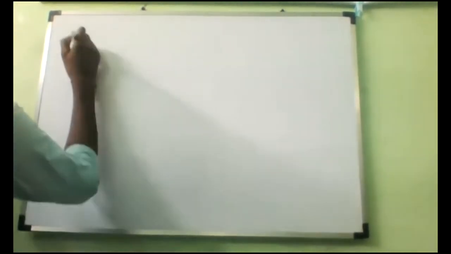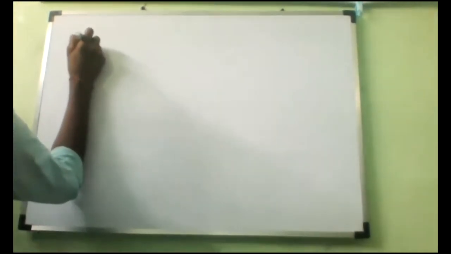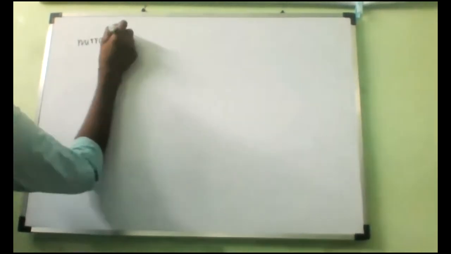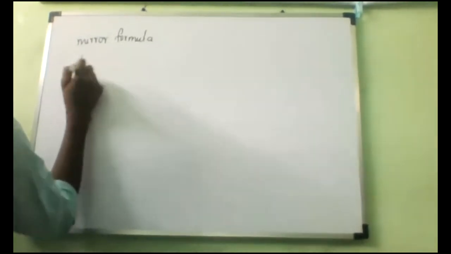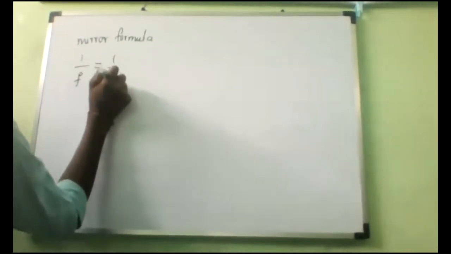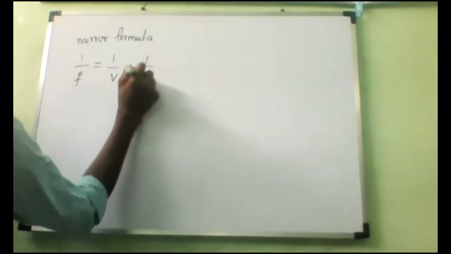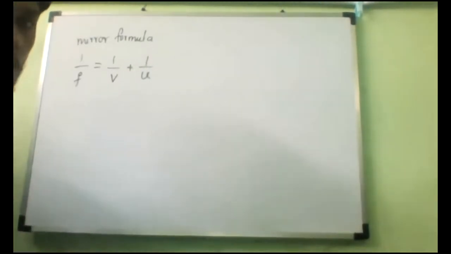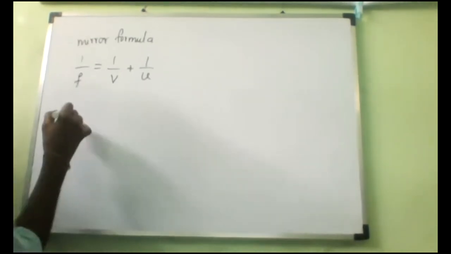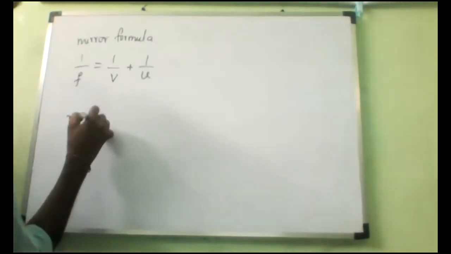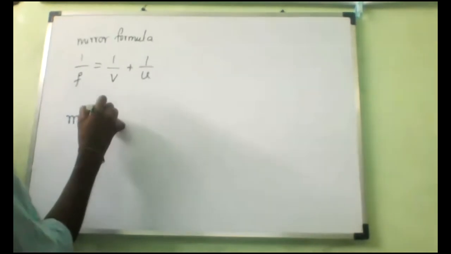The convex mirror doesn't matter. The mirror formula is 1 by F equals 1 by V plus 1 by U. Is it yes or no? Understanding? Now, as well as magnification is equal to, please, somebody is making noise.